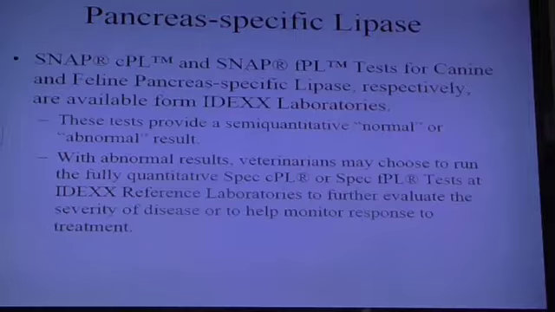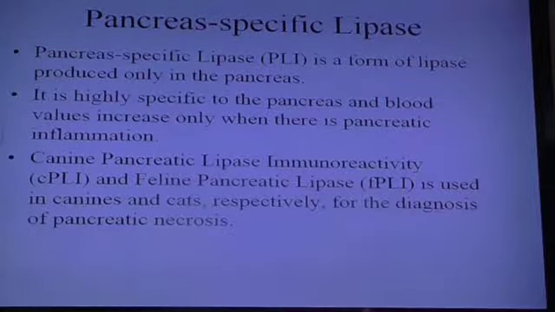There's also, as far as the SNAP test is concerned, it's very good. It's made by IDEXX Laboratories. You can buy it from them, and basically, it's a much more sensitive indicator than just looking at blood lipase levels. Okay, so if you look at that, that's the one that would be your test of choice.